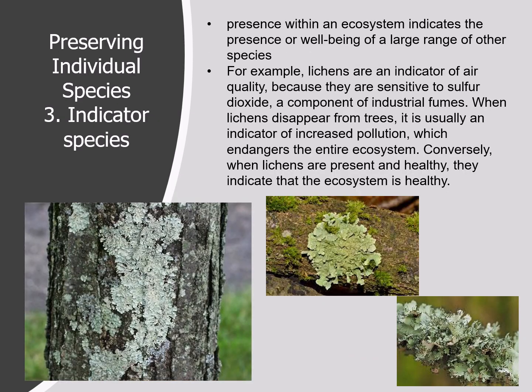Next is indicator species. These are going to be present in an ecosystem and indicate whether or not the environment is healthy or not. A good example is lichens, which, fun fact, a lichen is not an individual species. It's actually the formation of bacteria and a fungus living together, or fungus and algae. It kind of just depends what type of lichen we're talking about, but it's usually a symbiotic relationship. That's neither here nor there.